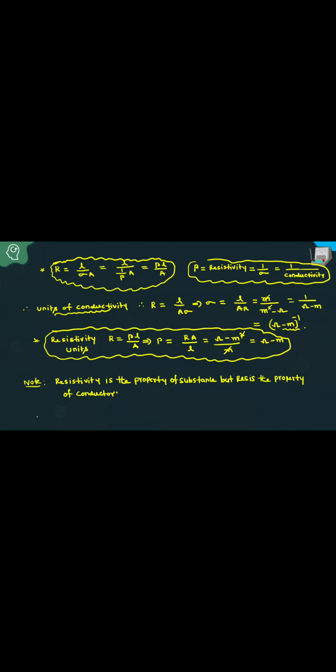We know that according to Ohm's law, V equal to IR. Then R equal to V by I. If you draw the characteristics, V versus I, we can get the linear characteristics. The slope of this curve gives the resistance. Resistance equal to V by I.